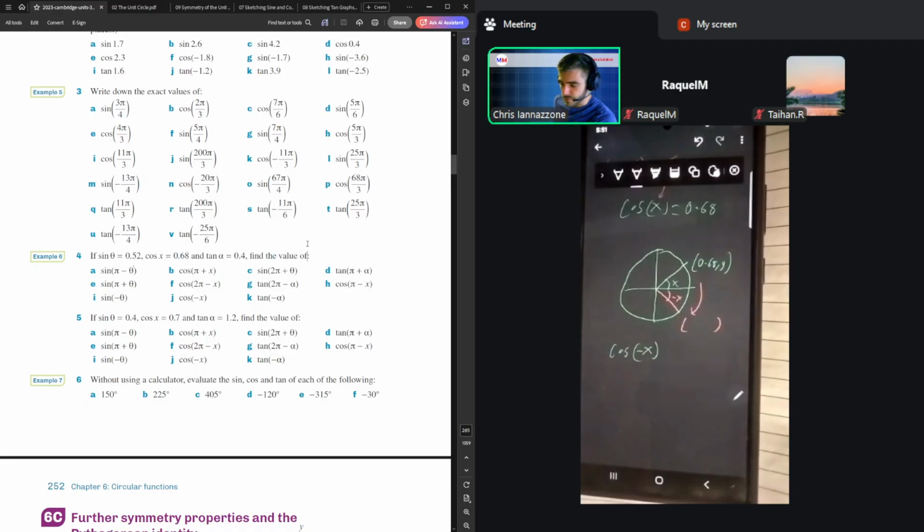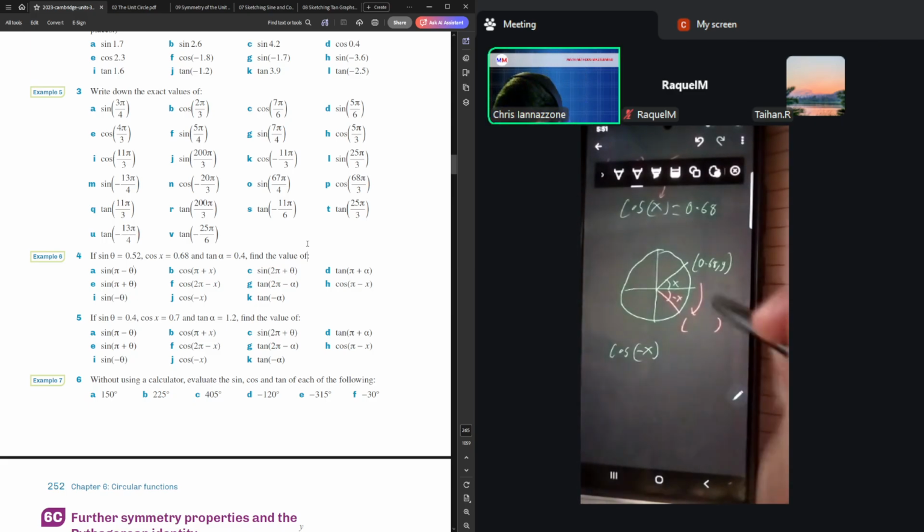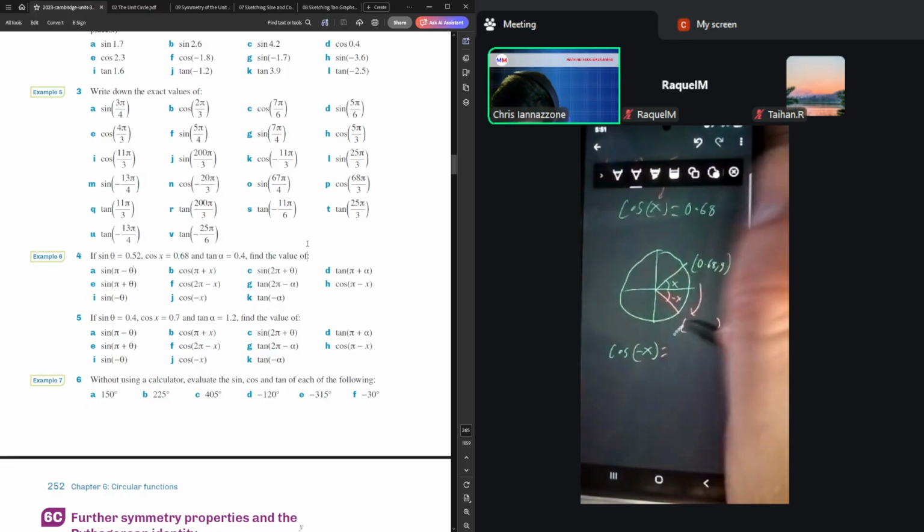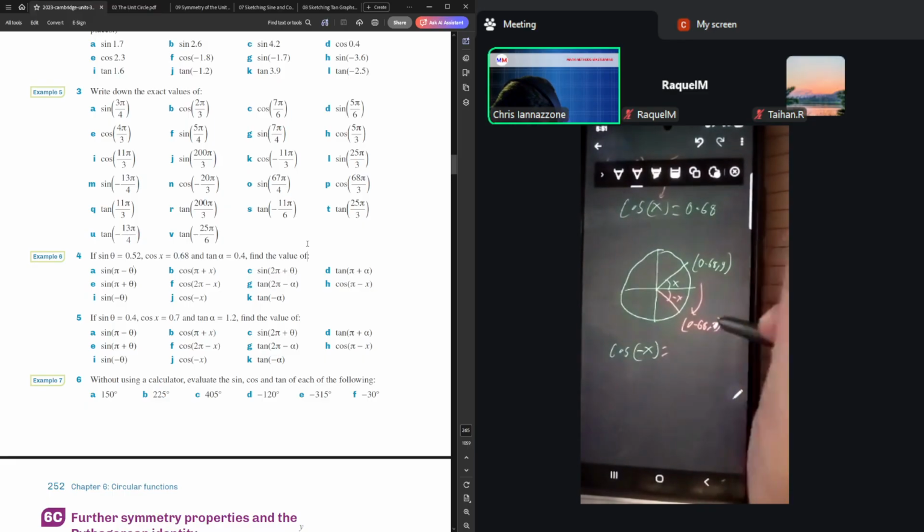What actually happens here? Would it just be 0.68, negative y? Yeah, 0.68, negative y would be the coordinate, and obviously for the actual answer we would just keep the 0.68. Yeah, we're in the negative y spot, but we're still in the positive x spot.